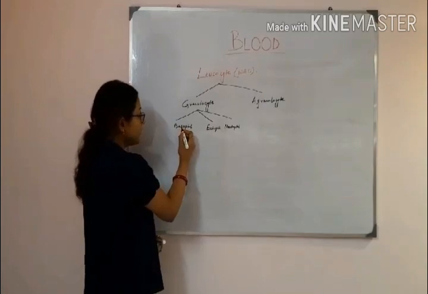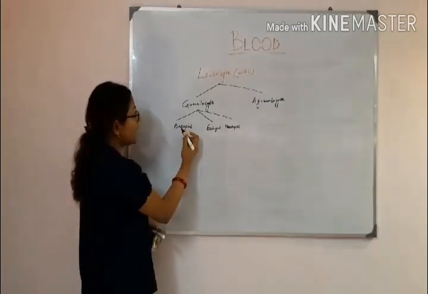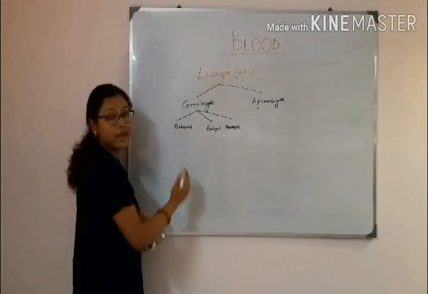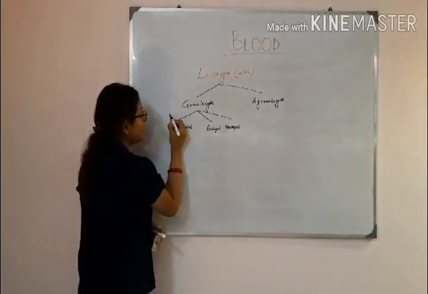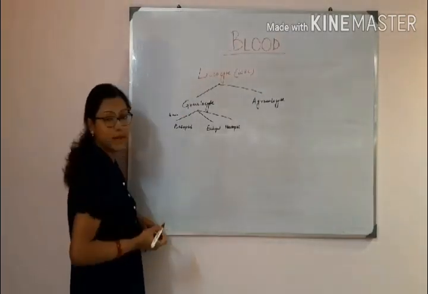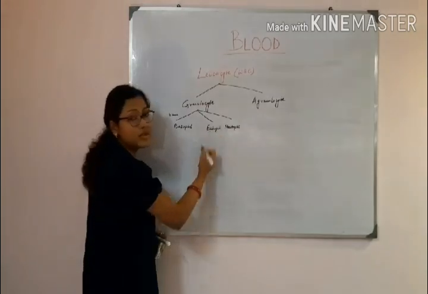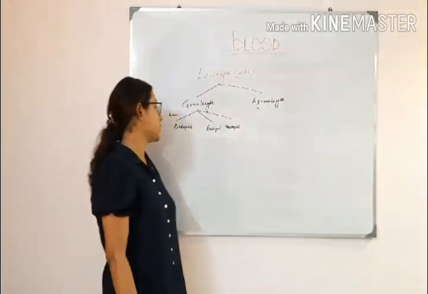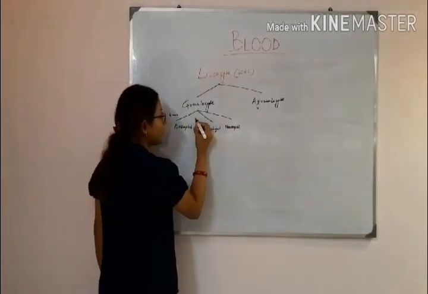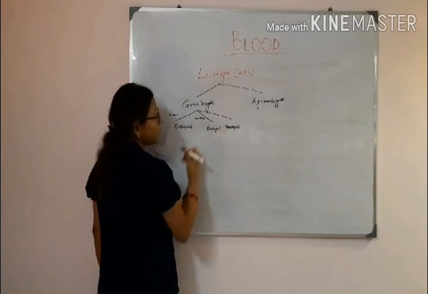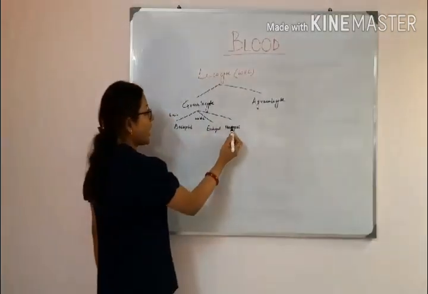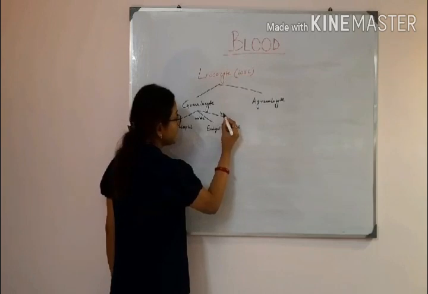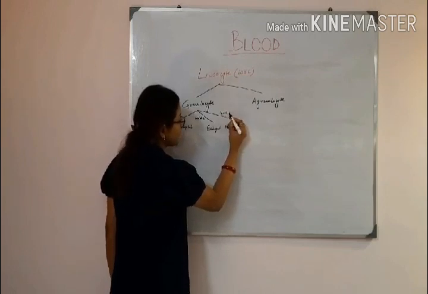Okay, now we will see basophil. Basophil, as the name is suggesting, takes basic stain. Eosinophil is also called acidophil, so it takes acidic stain. And neutrophil takes both stains.